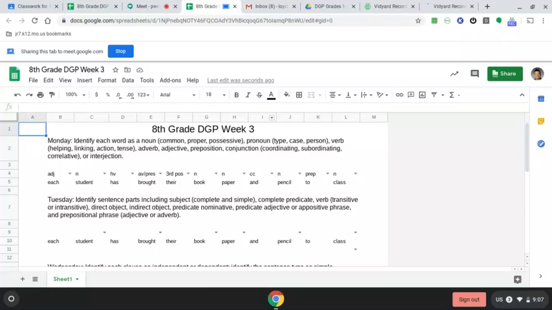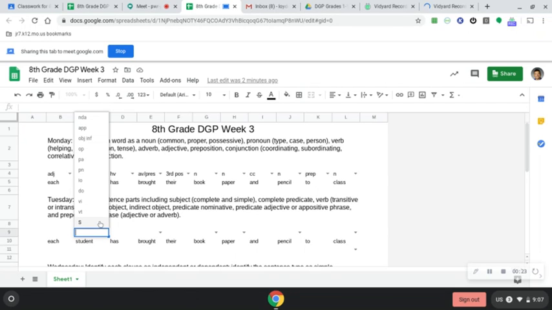Looking at DGP Tuesday. What do you guys think our simple subject is? Maverick just firing off. He's ready to go. You think that it is student. Simple subject is student. You would be correct.